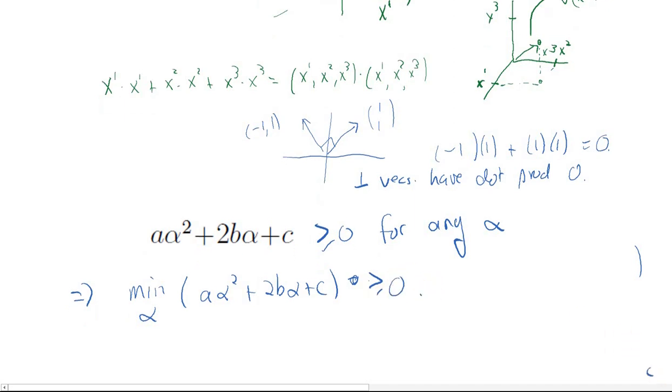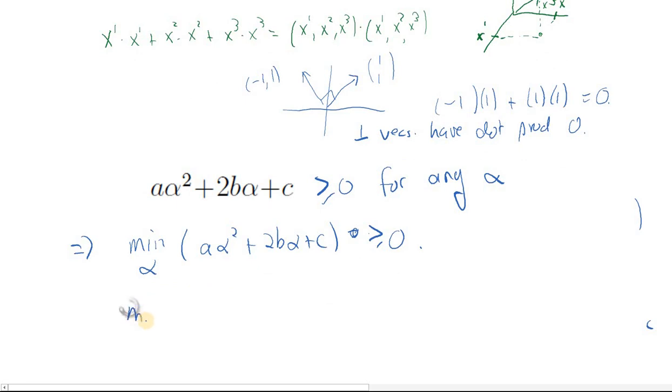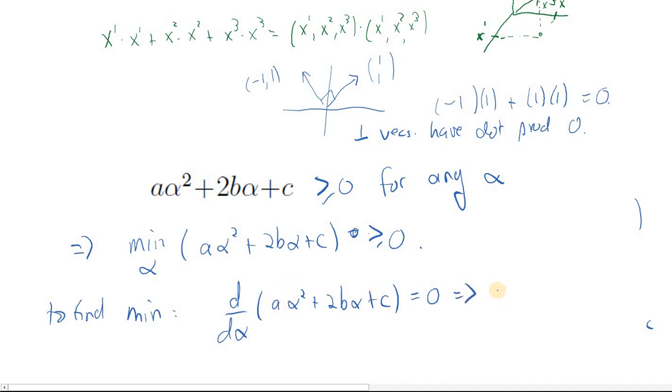Okay, how do you find the minimum over alpha? Well, you may remember from calculus that to find the minimum, you take the derivative of this and set it equal to 0. Now, if you take the derivative here, that's going to give you 2a alpha, and then here we have plus 2b equals 0. And you can solve that for alpha. Take the 2b to the other side and divide, and you're going to get alpha equals minus b over a.